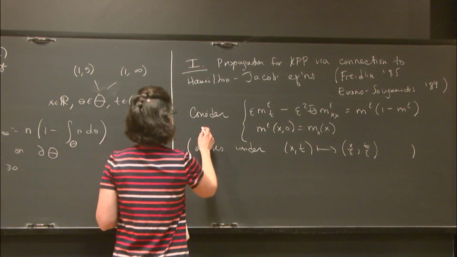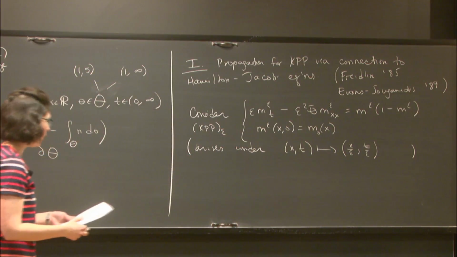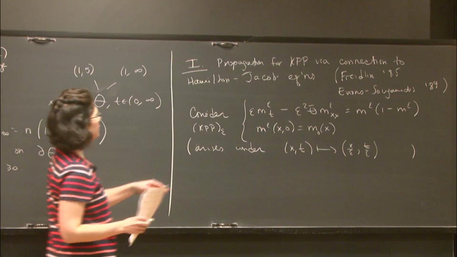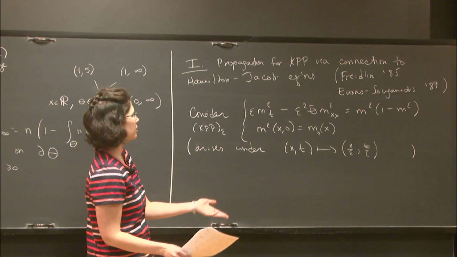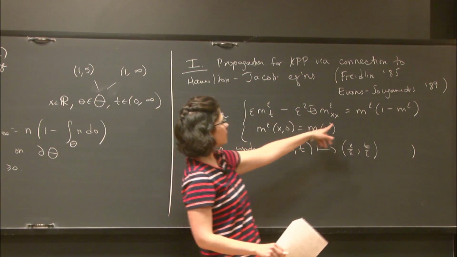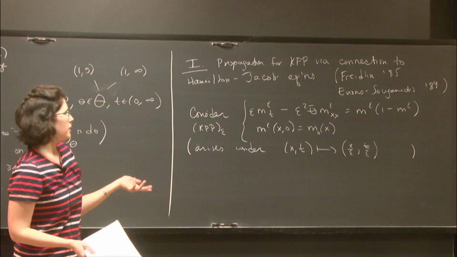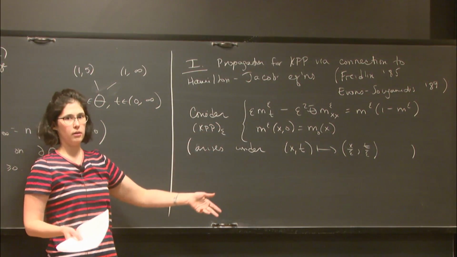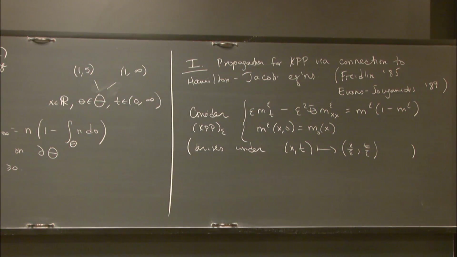So let me label this KPP sub epsilon. Notice that if these m epsilons were to converge to something nicely, this term would disappear because of the epsilon squared. So you'd have 0 equals m times 1 minus m. So in the limit, m is either 0 or 1, which we saw is the case there. The goal is now to determine the regions where m is 0 and the regions where this limiting function is 1.